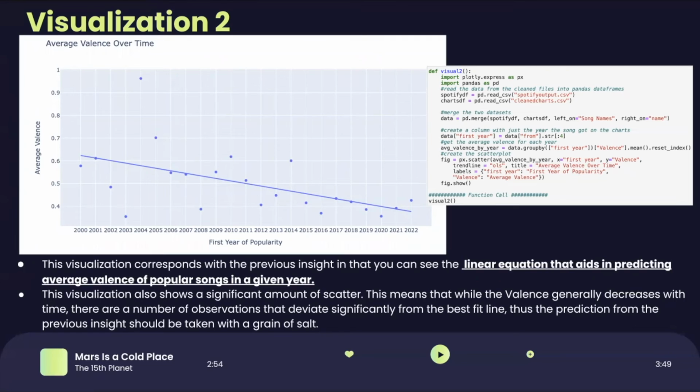Although valence does generally trend down over time, you can see that the high amount of scatter indicates that this statistic should be taken with caution and that it is certainly possible that some songs could actually be happier over time.